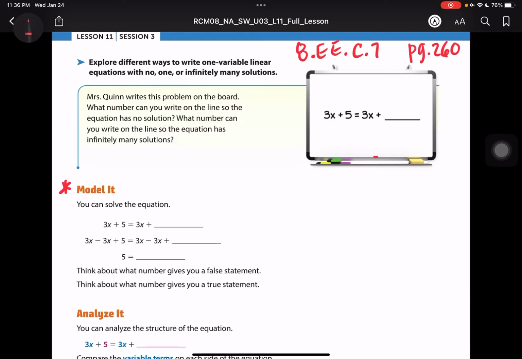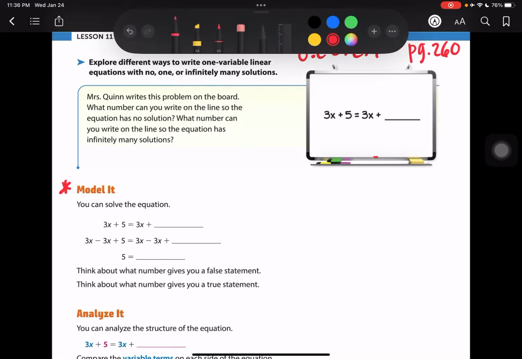It says that Mrs. Quinn writes this problem on the board. What number can you write on the line so that the equation has no solution? What number can you write on the line so that the equation has infinitely many solutions? First, we have to go back and identify what no solution or infinitely many solutions means, because the questions ask what number you can write on the line to have no solution, and what number to have infinitely many solutions.